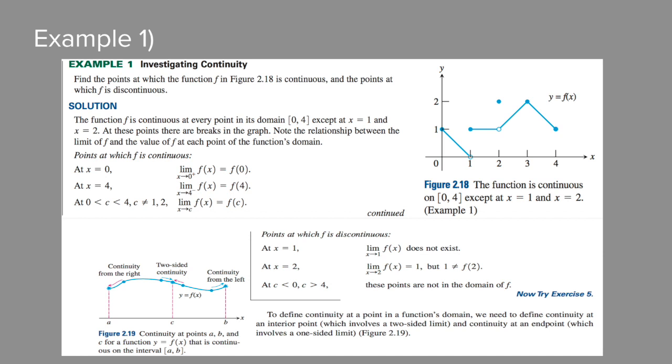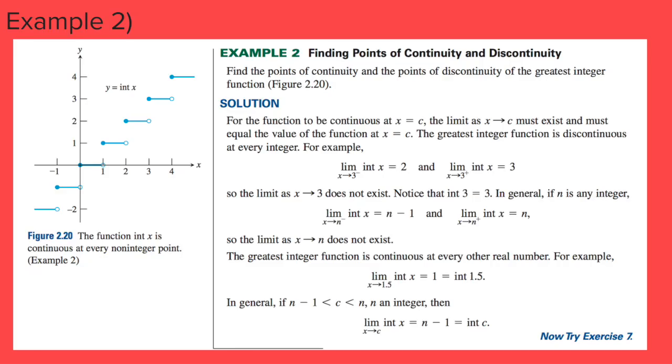This example presents a function and asks for the points of discontinuity on it. The function has two such points in the domain [0, 4]. The first, at x equals 1, is a jump discontinuity with the function approaching 0 from the left and 1 from the right. The second, at x equals 2, is a removable discontinuity. The function approaches 1 from both directions, but f of 2 is 2, creating a discontinuity.